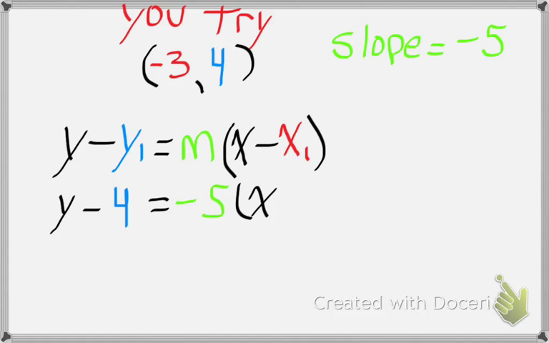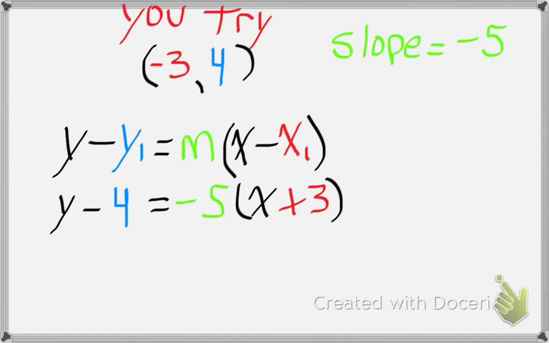Now, it's minus x1. Well, x1 is negative 3, so we would have minus negative 3. And remember what I talked about: when you minus a negative, that means add, so we're going to put a plus 3 there. So now you're done. This is in point slope form.